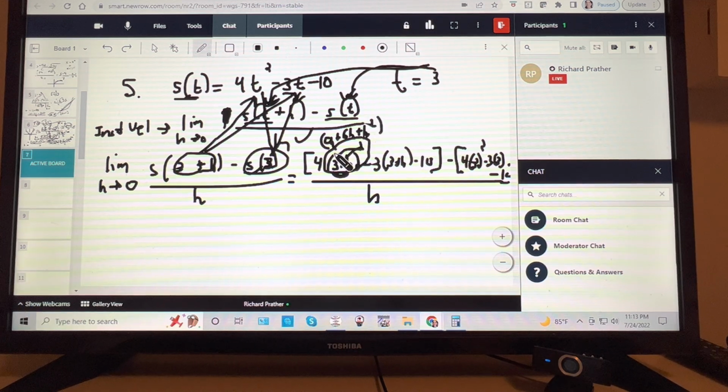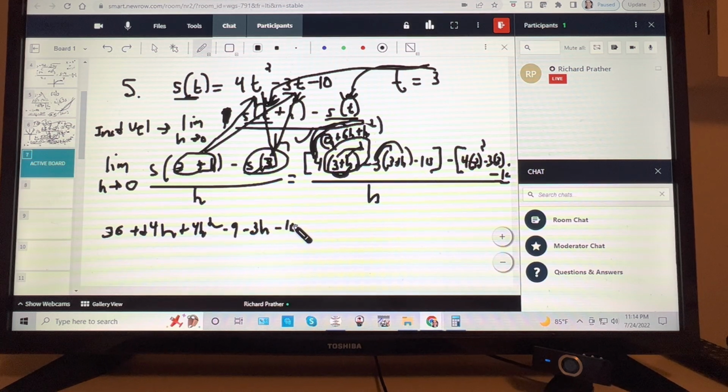And then I got to distribute this outside 4. So 4 times 9 is 36. I'm going to try to leave enough room this time. 4 times 6h is 24h. 4 times h squared is literally 4h squared. Then I've got negative 3 times 3 is negative 9. This can get long and messy. Negative 3 times h is negative 3h. And then the minus 10.